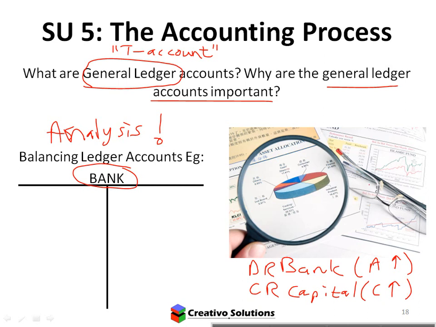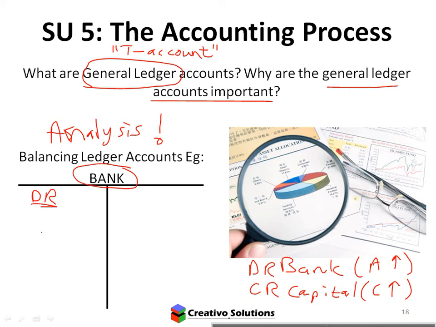There's the answer. The owner has given. Exactly. If you had to give me a transaction for that, you would say, the owner gave X to the business. It could be what we saw earlier, 1 million. The owner contributes 1 million capital to the business. If the owner gives the business 1 million, are you going to affect the bank positively? Yes. So am I going to debit or credit the bank? I'm going to debit the bank.